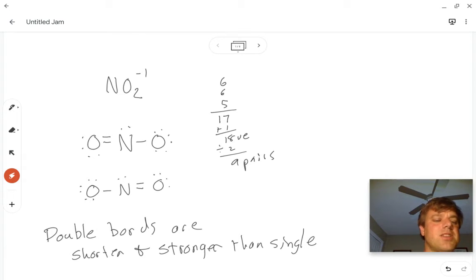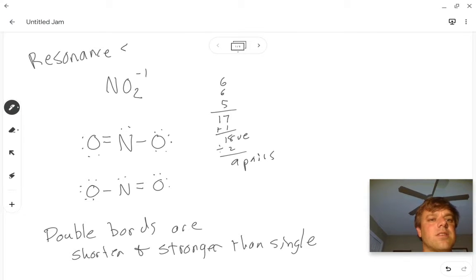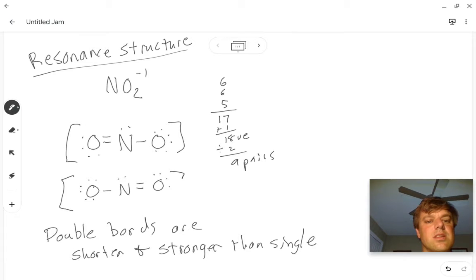Now, the way we draw this is we draw what's called a resonance structure, where essentially we draw both possibilities and put them in square brackets and just put a double arrow in between them. We also need to add the -1 charge because this thing was negatively charged. So this is our resonance structure. It's not that there's a double bond that's moving back and forth. That's not what's happening. It's that reality is like a composite of both of these.